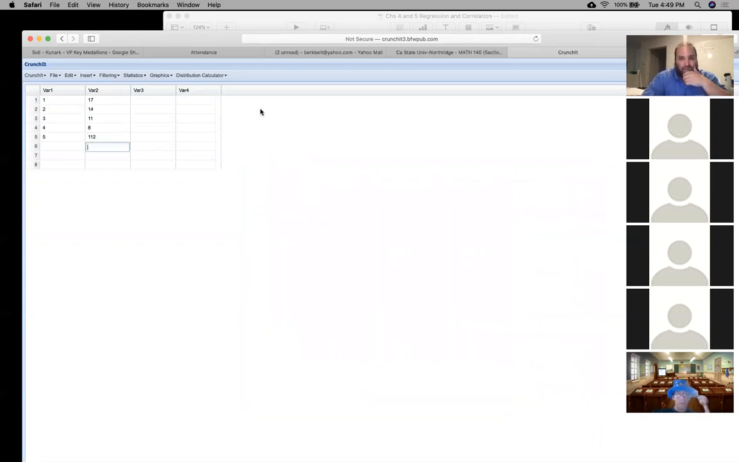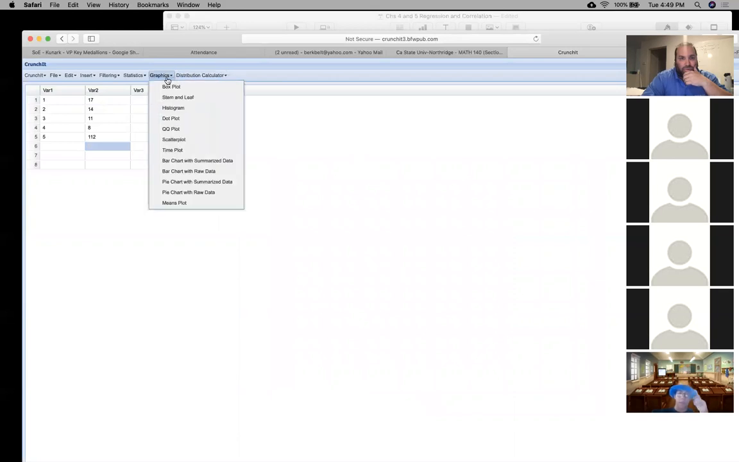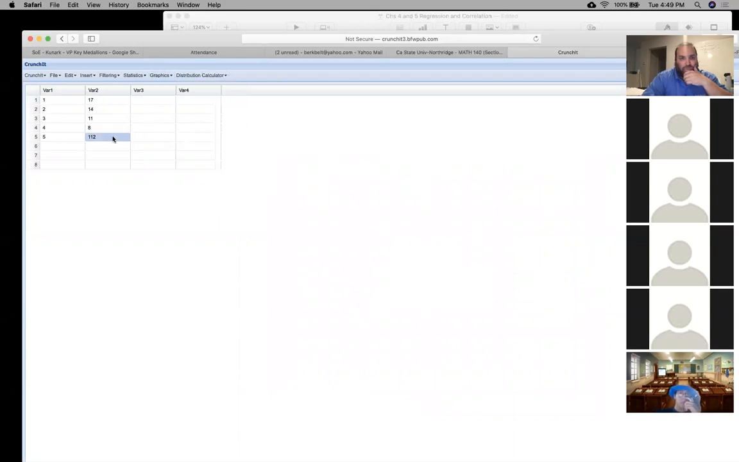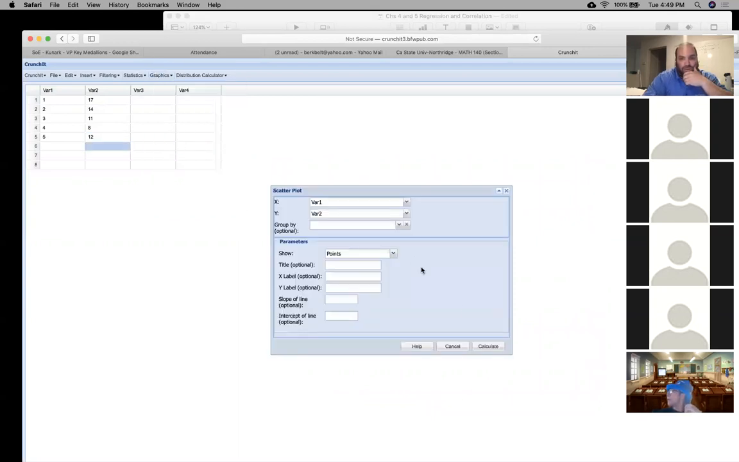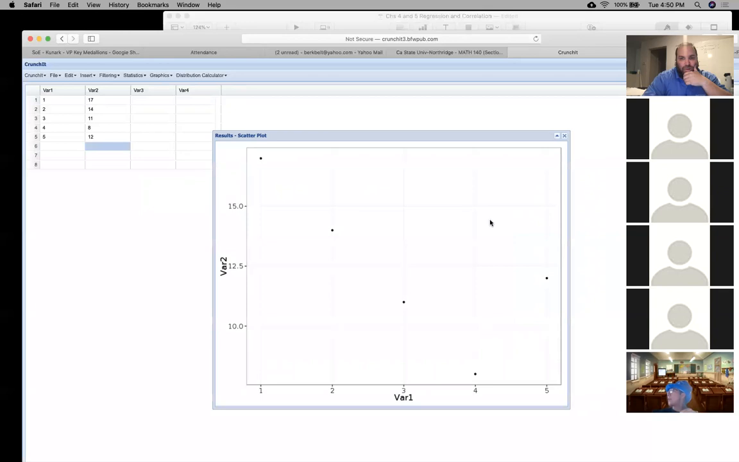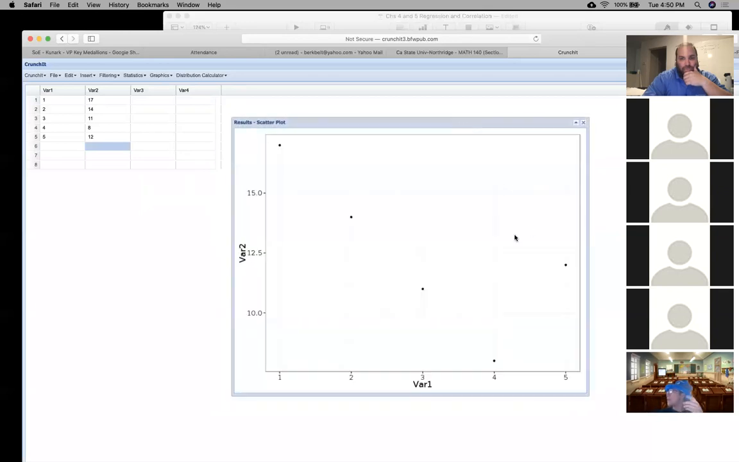Let's try that again. Oh, you just put in 112 rather than 12. That would change things considerably. So, scatter plots. Okay, that's better. We'll probably have something that looks like this, cuts right across there.